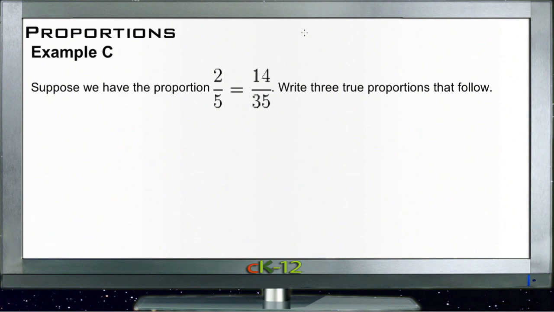So for instance, we could say 2/5 is equal to 28/70. That's also another true proportion. The same values, I just multiplied top and bottom by 2.